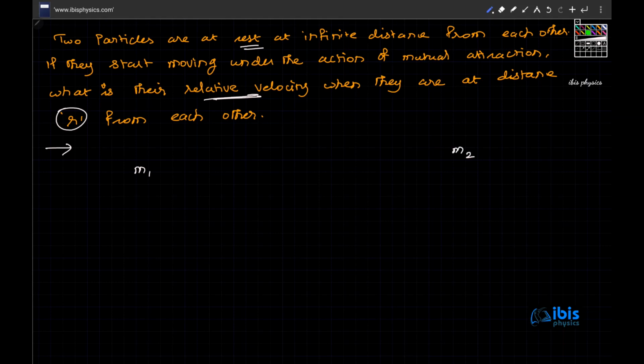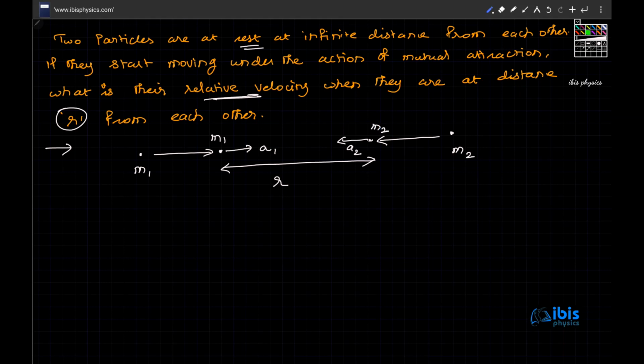Suppose m1 and m2 are two masses which are originally infinitely separated. But because of the gravitational attraction, because the range is infinity as I said, they start moving. So suppose m1 has come here and m2 has come here under the action of mutual gravitational attraction, and the distance between them right now is r. So m1 has acceleration in this direction, and m2, let's say its acceleration is a2, and that will be in the opposite direction. So this is m1 and this is m2.